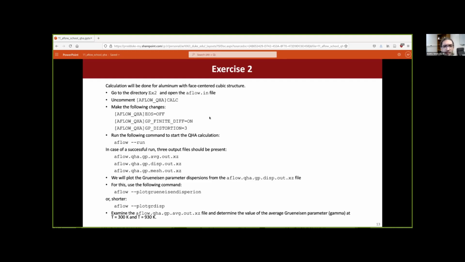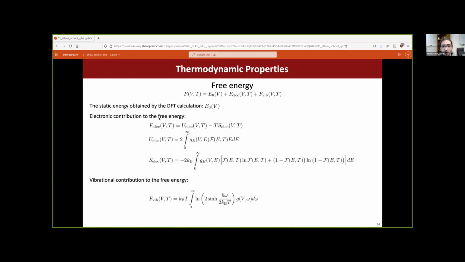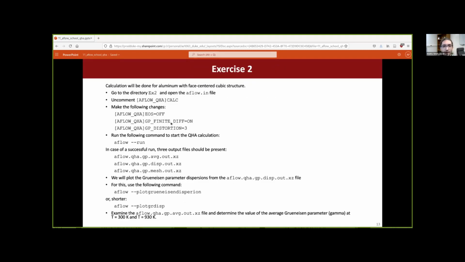In the second exercise, I have pre-calculated data for you because it takes some time. Again, you will need to go to the AFLOW in file and the command AFLOW QHA calc line, make changes to switch off EOS mode, switch on GP finite difference calculation, and select the value of this distortion to be 3. Then you do a run.